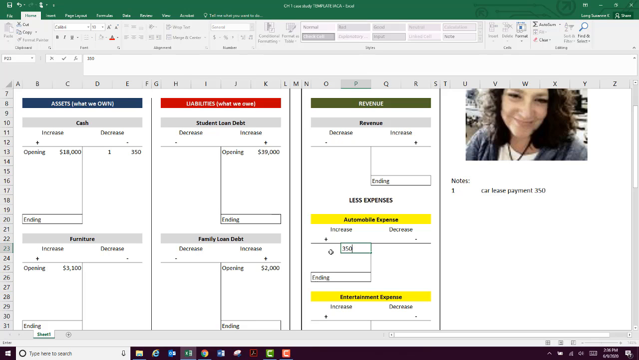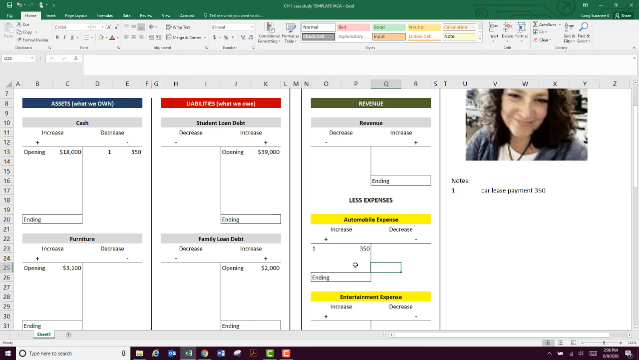So notice this is an increase on the left, and it's a number 1. Car lease payment, number 1. We decreased cash, that's the right side. We increased automobile expense, that's the left side. The key is we've got a left and we got a right. We balance out left and right. You can do these in any order you want, and it doesn't have anything to do with increase or decrease. It all has to do with left and right. You have to have the same amount on the left side and the same amount on the right side.